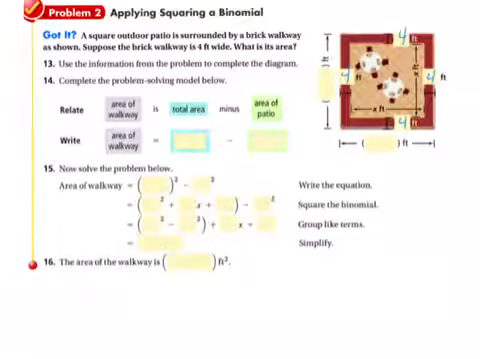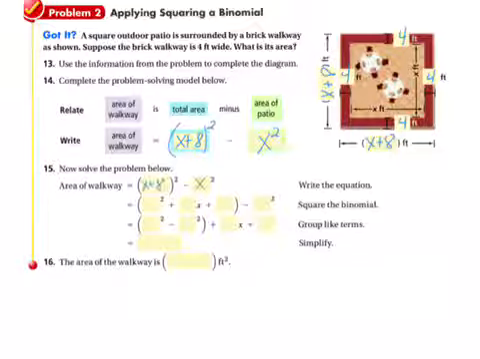We want to determine the area of the 4-foot walkway that's around the patio that is x by x. So to determine that, we need to first determine what each side is. Well, if the length of the patio is x and it has a 4-foot walkway, the length of the patio is going to be x plus 8. So as a square area, we have x plus 8 squared, that's the total area, minus the area of the patio, which is x times x. So as you see in step 15, I will write the equation. Now I squared the binomial, grouped like terms, and simplified.